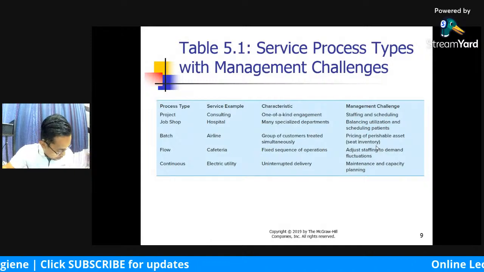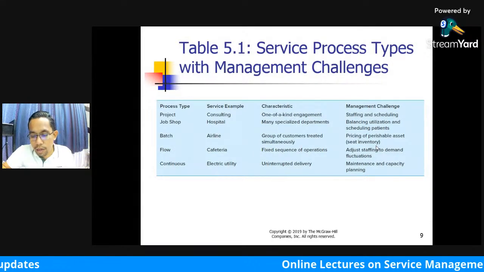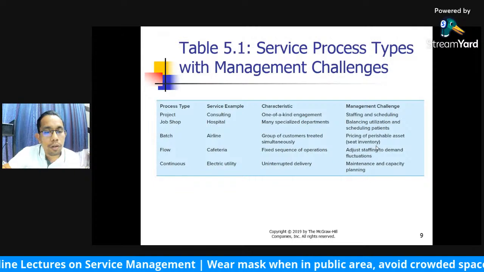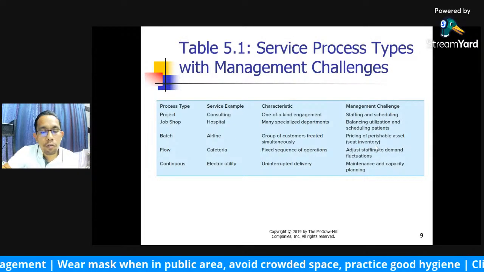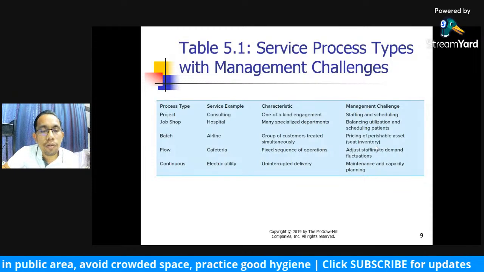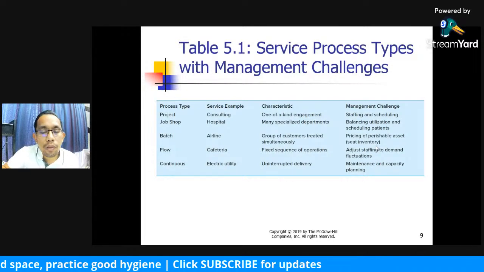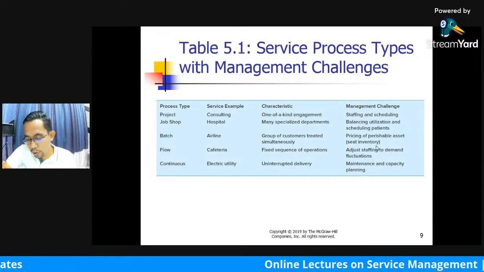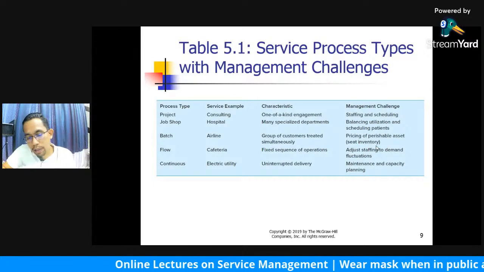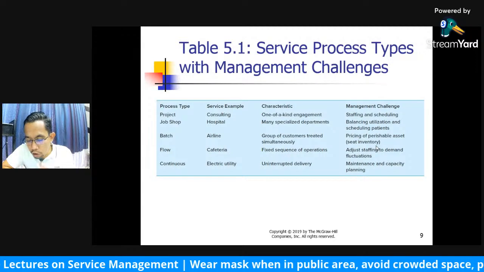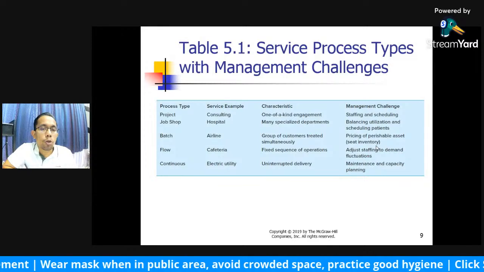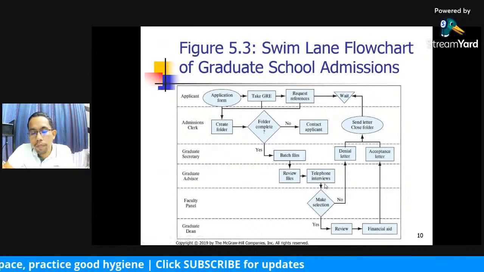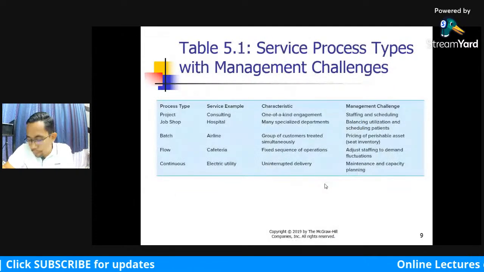Next, we talk about process analysis. There are five types of processes here: project, job shop, batch, line flow, and also continuous. An example of a service project is consulting, a one-of-a-kind engagement. The challenge comes from starting. What is most important here is that we need to have a good flow. This is a twin lane flow chart. For example, a twin lane flow chart. Okay, the flow charting.